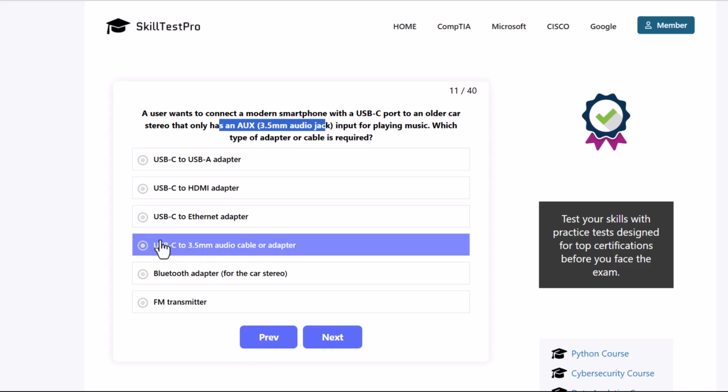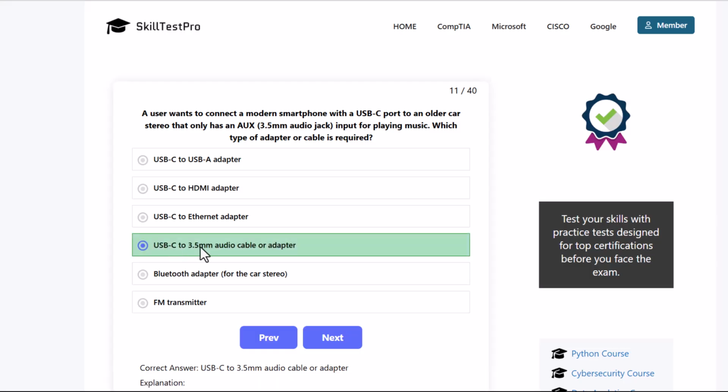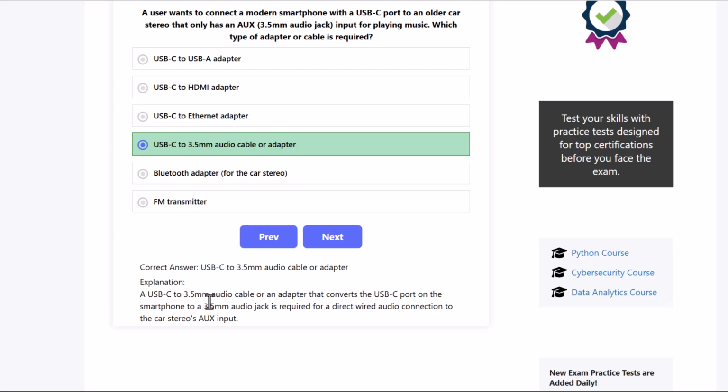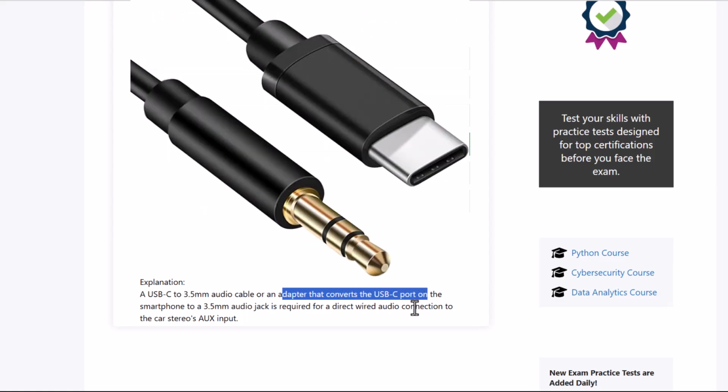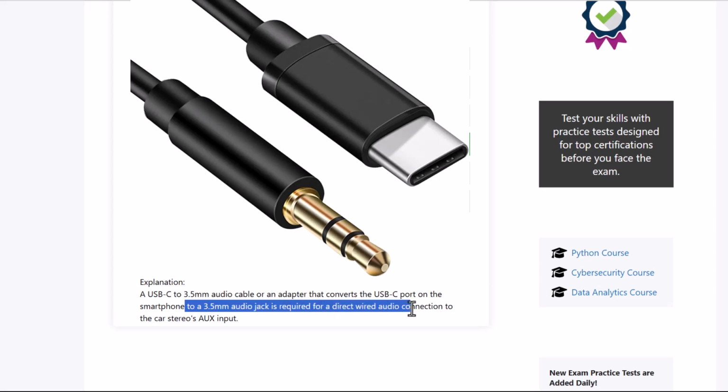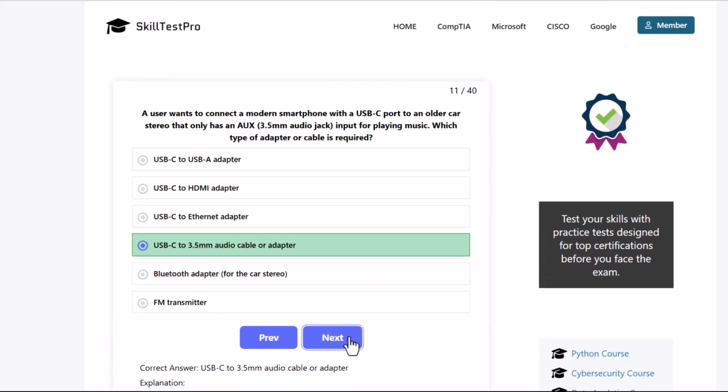And in this scenario, a USB-C to 3.5mm audio cable or an adapter that converts the USB-C port on the smartphone to a 3.5mm audio jack is required for direct wired audio connection to the car stereo's aux input.